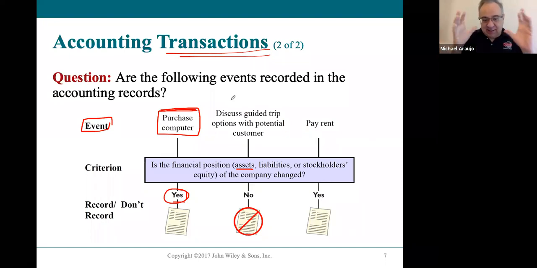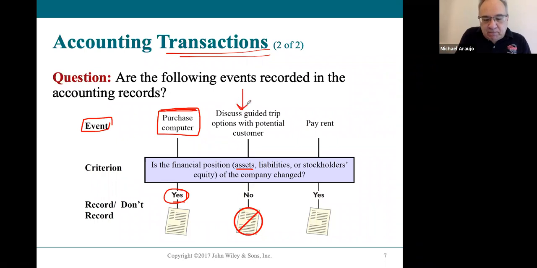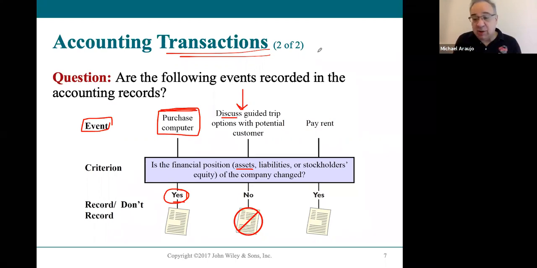That's the analysis. That's the piece we're going to be looking at. Look at the middle event here. We discussed guided trip options with a customer. Now, customers come in to stores or call about information all the time. What do you do for this? What do you do for that? How much does this cost? How much does that cost? We might talk about products and services and money and how much the cost is.